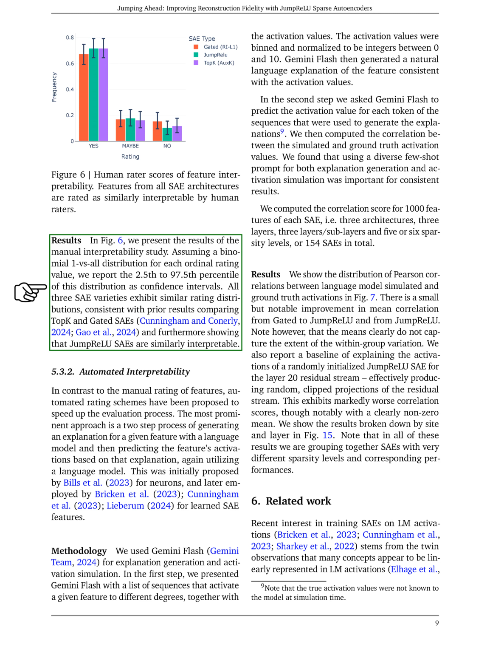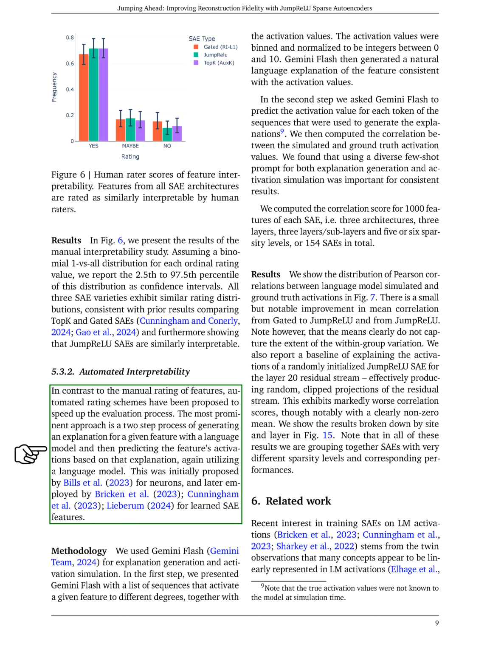Section: Automated Interpretability. In this section, we discuss automated interpretability. Unlike manual feature rating, we have proposed automated rating methods to make the evaluation process faster. The main approach we use involves two steps. First, we generate an explanation for a specific feature using a language model, and then we predict the feature's activations based on that explanation, again using a language model. This method was first suggested for neurons and later adapted for learned sparse autoencoders, SAEs.